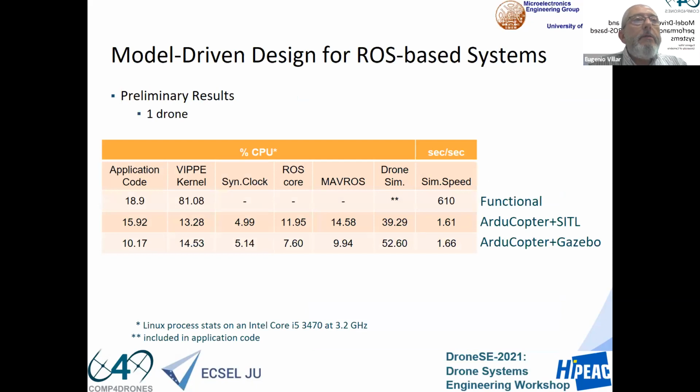The very preliminary results we have achieved with only one drone are the following. The functional simulation can be as fast as 610 seconds per second. The percentage of CPU taken by the VP kernel is 81%. That includes also the drone simulation model, this very simple model of the drone I have mentioned already.